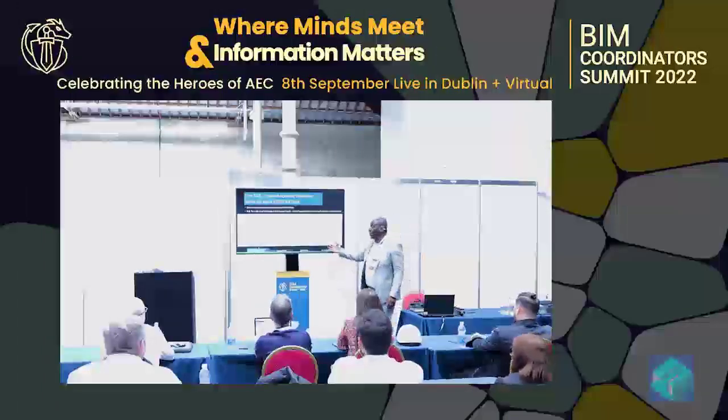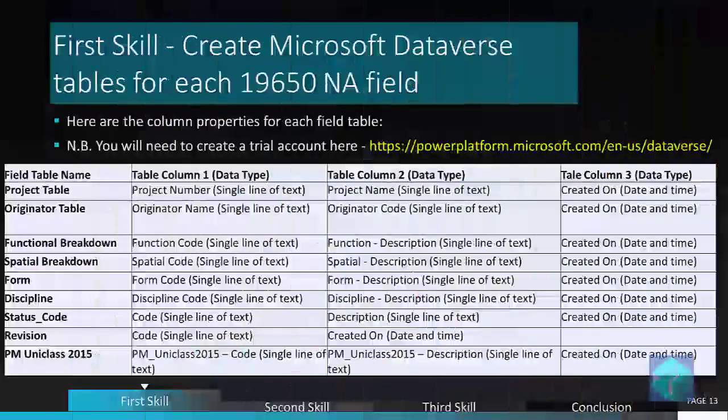All right, so this is what essentially you're going to be doing. You're going to create a project table, originator table, functional breakdown, spatial breakdown, form, discipline. The number is actually not going to be in these tables. I'm not going to create a separate table for number. You'll see a bit later, when we create the master table that brings everything together, the number will be in that master table. So I don't need to create a number table here. I'll create it when I bring everything together to generate the national annex numbering.